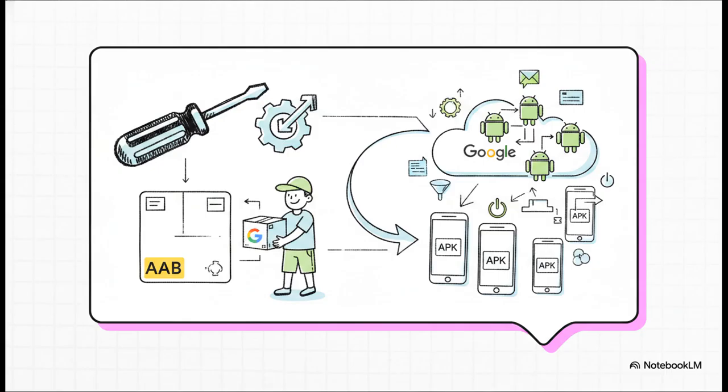I absolutely love this analogy from the lab notes. Think of it this way. ADB is the screwdriver. APK is the thing you're installing, and AAB is the flat pack furniture you ship to Google. Honestly, that brilliantly summarizes the build outputs. Google takes that flat pack AAB and generates optimized, device-specific APKs for every single user that downloads your app.